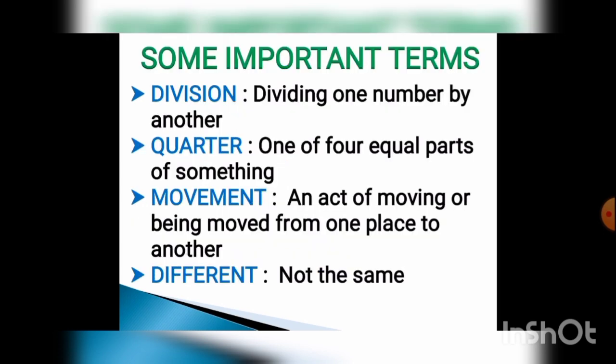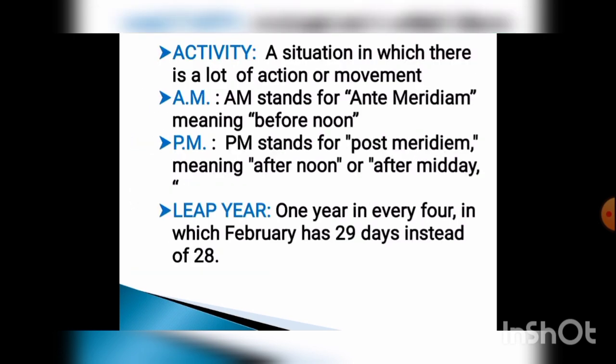Now next one. Here are some important terms of this lesson. Division: dividing one number by another. Quarter: one of four equal parts of something. Movement: an act of moving or being moved from one place to another. Different: not the same. Activity: a situation in which there is a lot of action or movement.